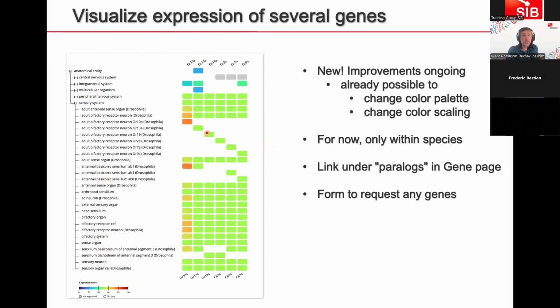And what you see here is that these very specific olfactory receptors of Drosophila are present only in their specific olfactory receptor neuron. So each olfactory receptor neuron in Drosophila expresses one olfactory receptor. That's how olfaction works in Drosophila.